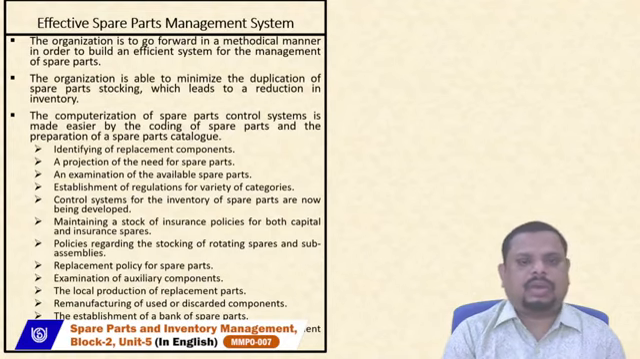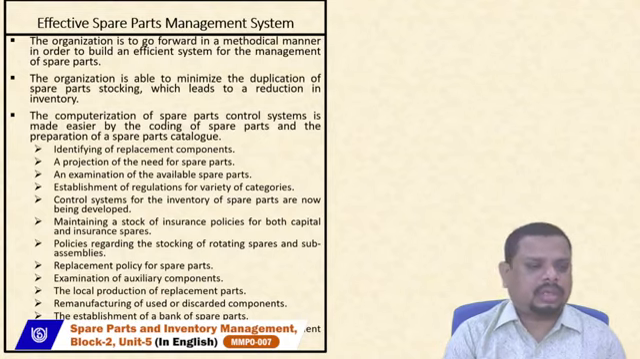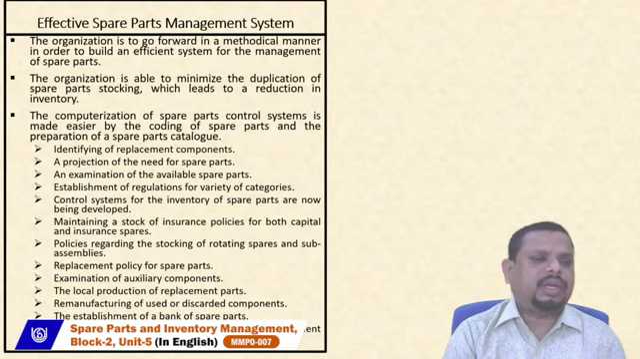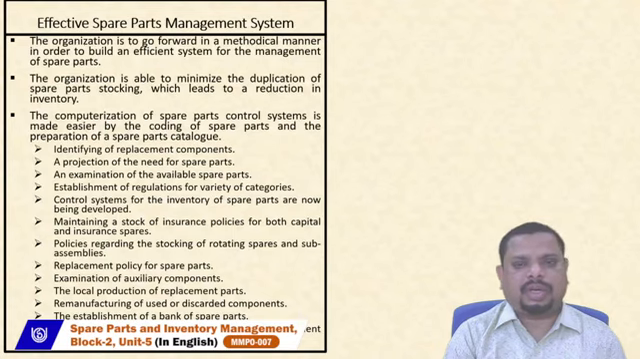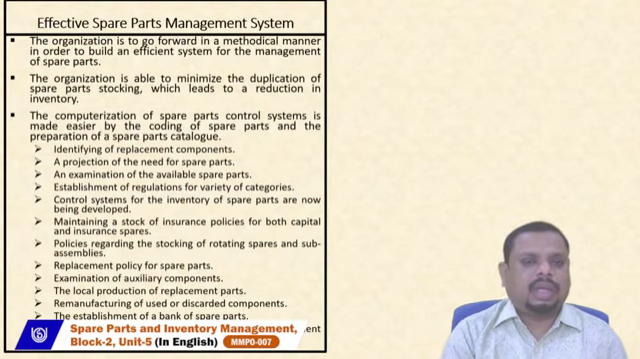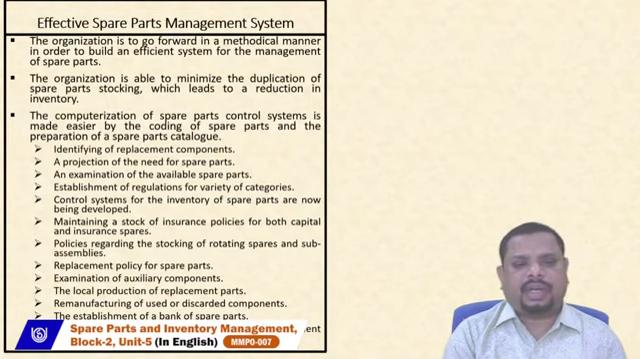So let's understand how the computerized spare parts control system is made easier by coding of spare parts and the preparation of spare parts catalogs. So these are the different points. We'll understand the different points first. First one is identifying replacement components. The second one is projection of the need for spare parts. The next is examination, or you can simply say investigation, of availability of spare parts. Then the fourth one is establishment of regulation for variety of categories.